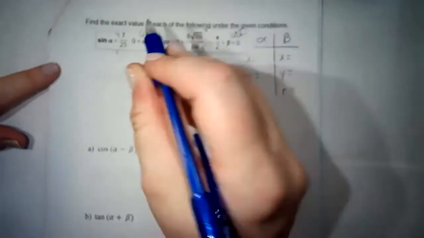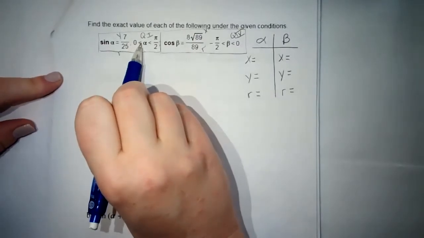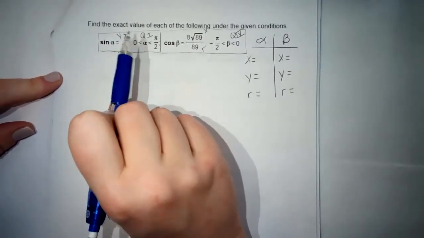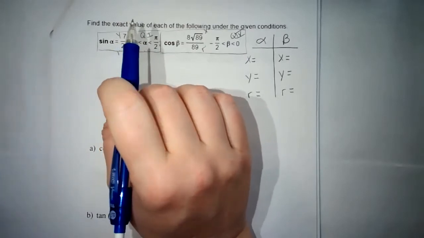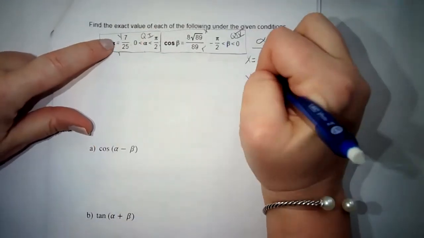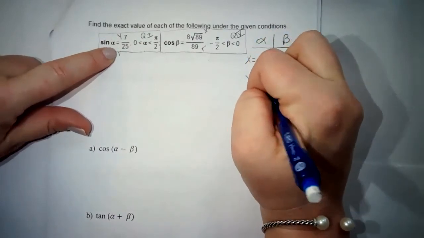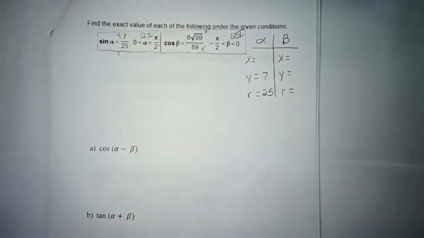We need them for alpha, and we're going to need them for beta. Okay, so let's do alpha first. Alpha's in quadrant 1, which means X, Y, and R are all going to be positive. Cool. Okay. 7 is Y. R is 25. How am I going to find X?